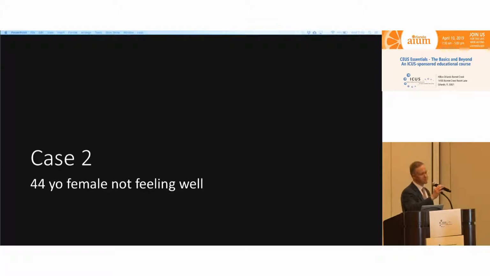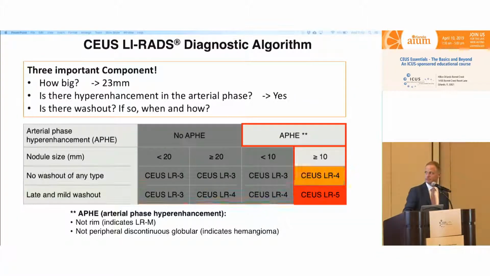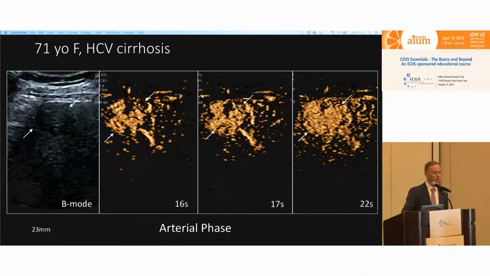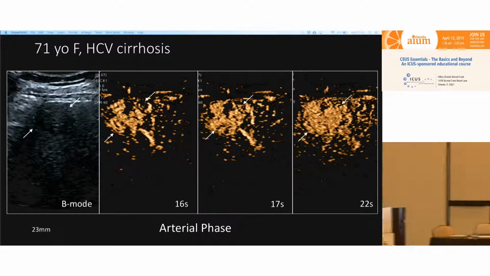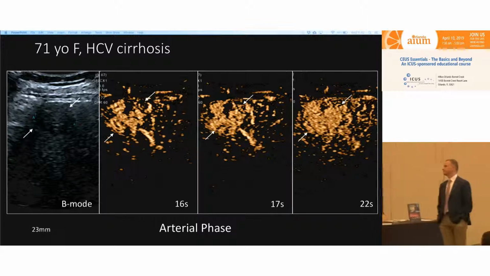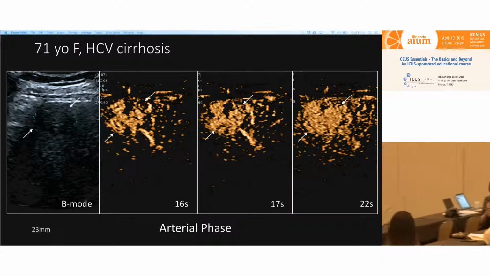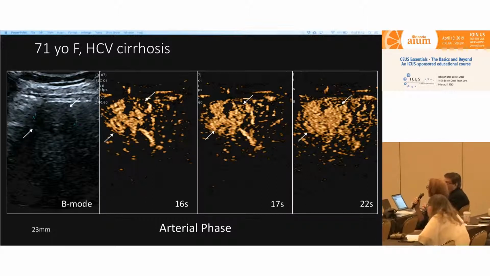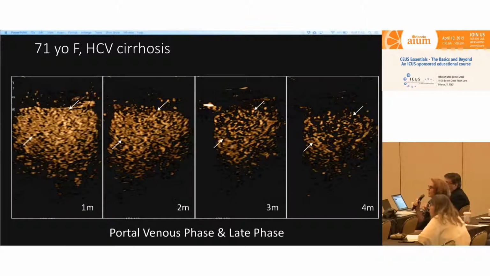Yes? To which? This is an example, to my mind, where there are some technical challenges. So there's no question that there's hyperenhancement, right? Okay, I agree with that, and I don't think that it has any pattern to it.